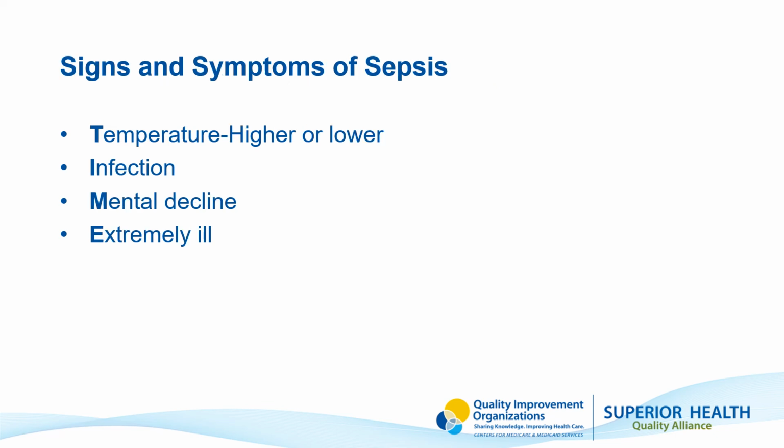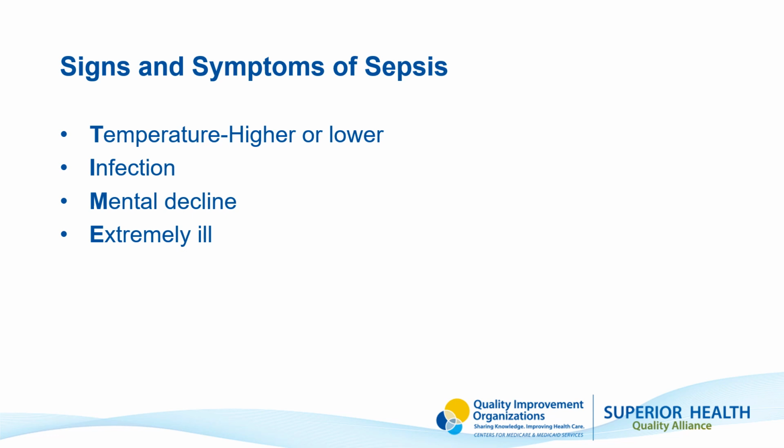A way to remember the signs and symptoms of sepsis is to think it is about TIME, since sepsis is an emergency and must be treated quickly. T is for temperature. A person with sepsis may have a high or low temperature. They may also be shivering, complain of feeling really cold, and/or have clammy or sweaty skin. I is for infection. Watch for any sepsis symptoms, particularly if a person has a known infection.